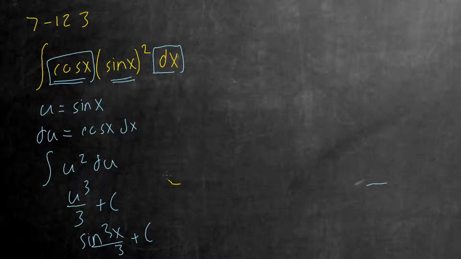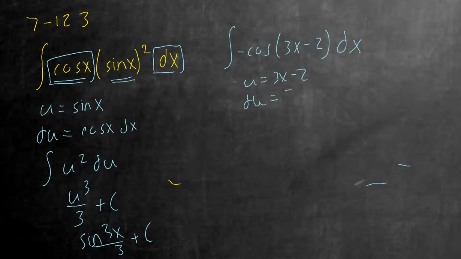Let's look at b. Negative cosine of 3x minus 2. Got a nice clean u here. All the way inside is 3x minus 2, so du is 3. So in this one, I would need to put a 3 here and a 1/3 here in order to have my du be equal to 3 dx. So I put my 1/3 in front.